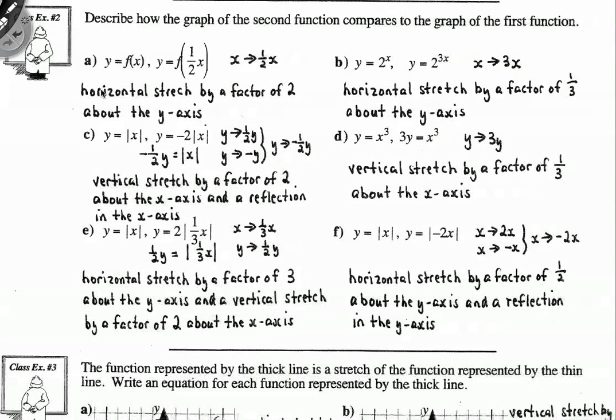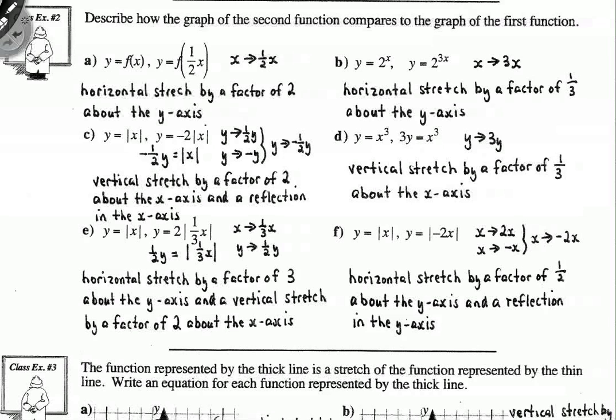Class example 2 is asking us to describe how the graph of the second function compares to the graph of the first function. So the first function is y equals f of x, and what's happened here is it goes to y equals f of 1/2 x. So this is something to do with the horizontal because it's multiplying the x, and we know that multiplying x by 1/2 means we're actually expanding it by a factor of 2.